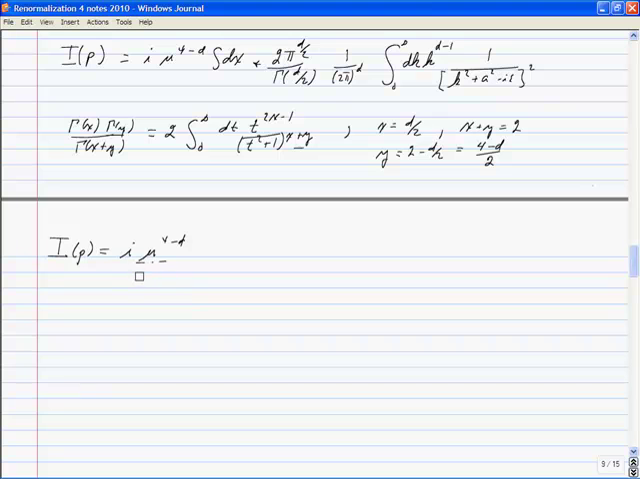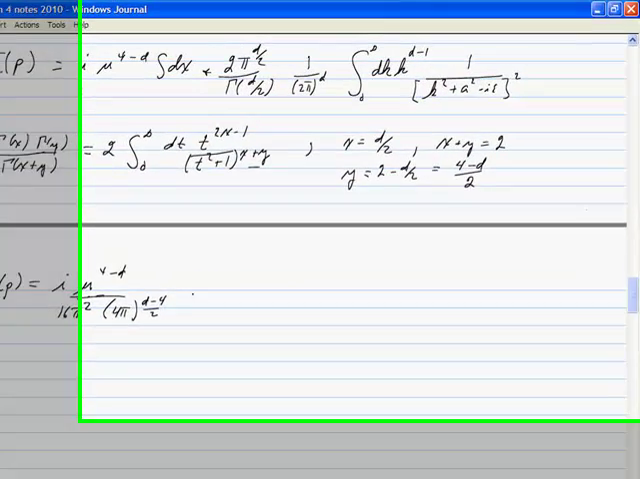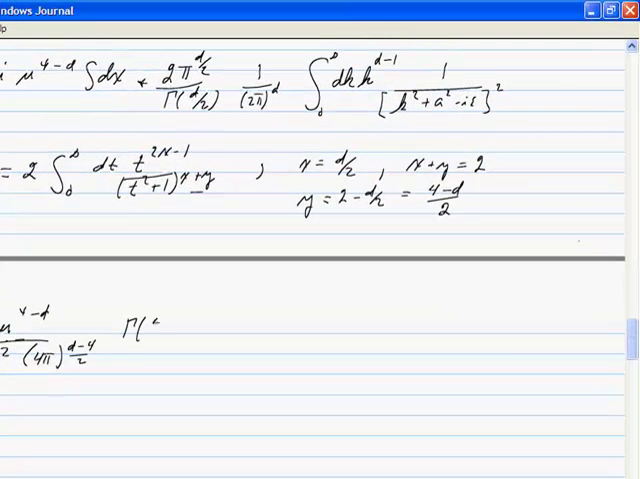Okay. The numbers, just let me collect them up. It's 16 pi squared times 4 pi to the d minus 4 over 2. So we can take a look at that if you want. The important piece is the gamma of 4 minus d over 2.